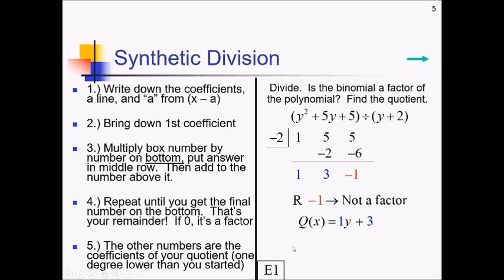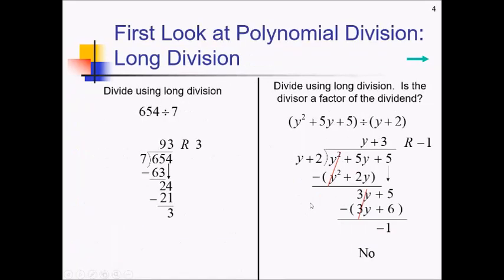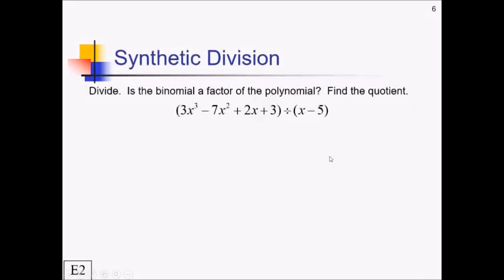So there we are. And just really quickly, it's fun to note that what we got here, y plus 3 remainder negative 1, is what we got when we did this using long division on the last slide. y plus 3 remainder negative 1. Now that you've seen the process for synthetic division, pause the video and see if you can apply it to this problem, dividing this polynomial by this binomial, seeing if the binomial is a factor, and then finding the quotient.